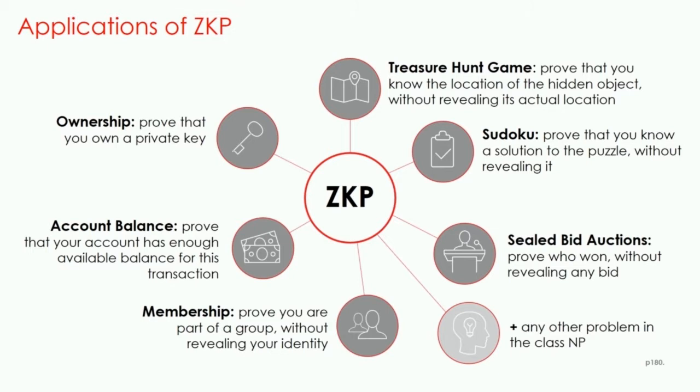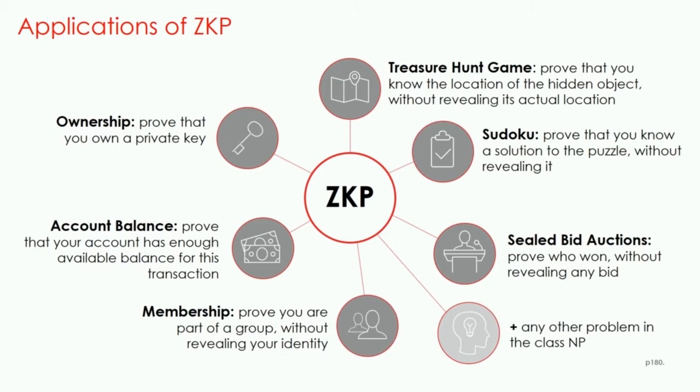There is e-voting. There are sealed bid auctions. Imagine that we can now prove who won an auction without revealing all of the bids, or any of the bids. Or the bidder can prove, hey, I put my bid, it's already there, but I don't want to reveal my bid to you. So there are so many problems that zero-knowledge proof can actually solve. I will explain later why it's not always the case or why it's not practical sometimes.